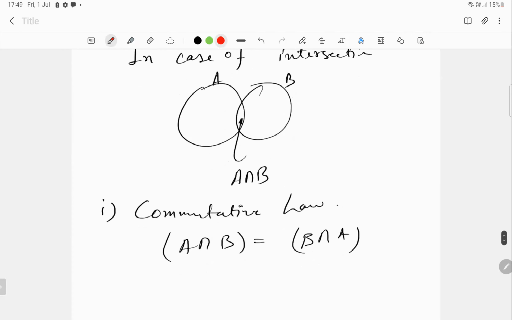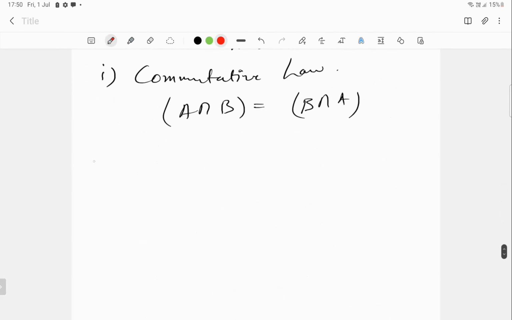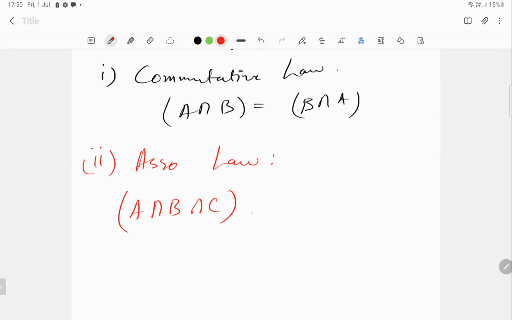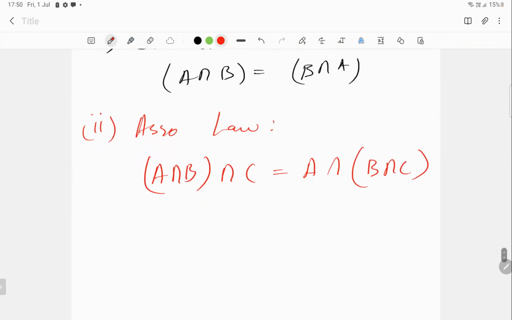Now again, in case of union, we were studying the associative law. Now will the associative law follow in intersection? In union, it follows this. This is also true in union, but will this be true in case of intersection? Let's see. Number two, let's write down associative. So A intersection B intersection C. Can we write it like this? A intersection B intersection C. Shall we draw a Venn diagram for it? You will understand.